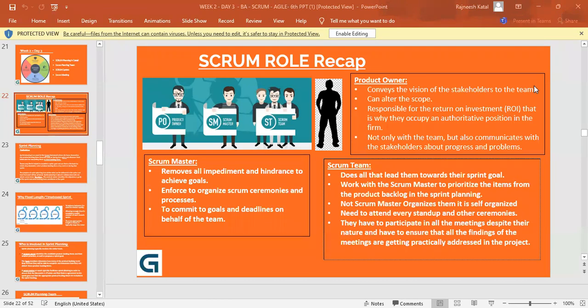Yes, I understand the Scrum Master bridges the gap between the product owner and the Scrum team, and takes ownership of any hindrance that comes in the way of the goals. He will always take care of the hindrance, and he will commit to the deadlines on behalf of the team to make sure the product is done. Babu, your voice is a little low for me. Can you speak a little louder, please? Sure.